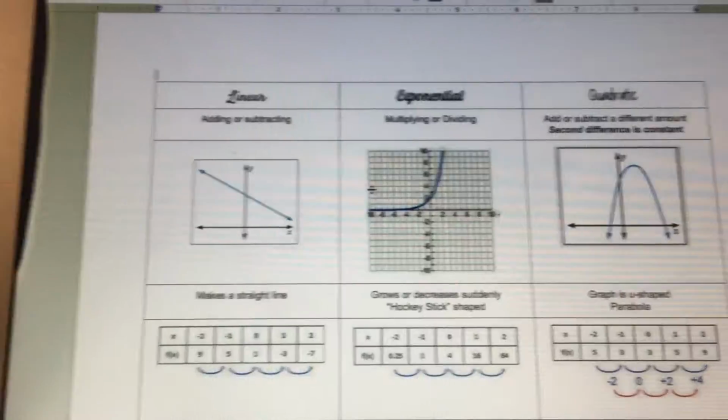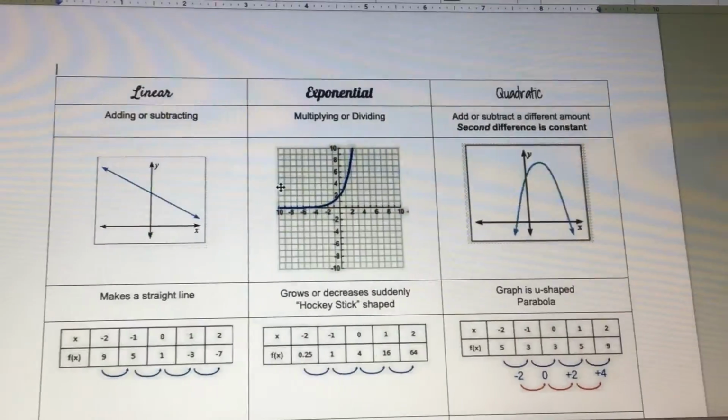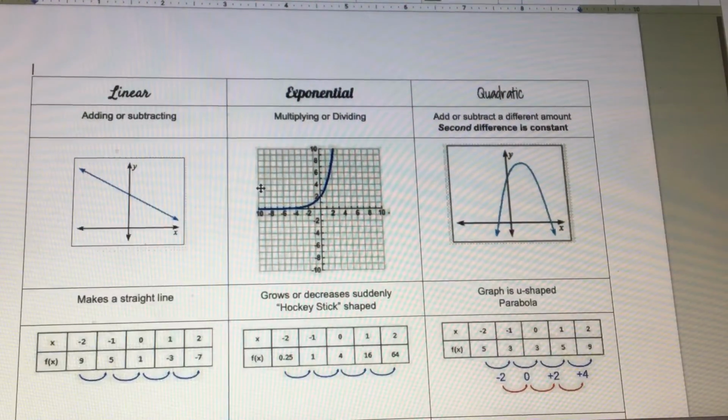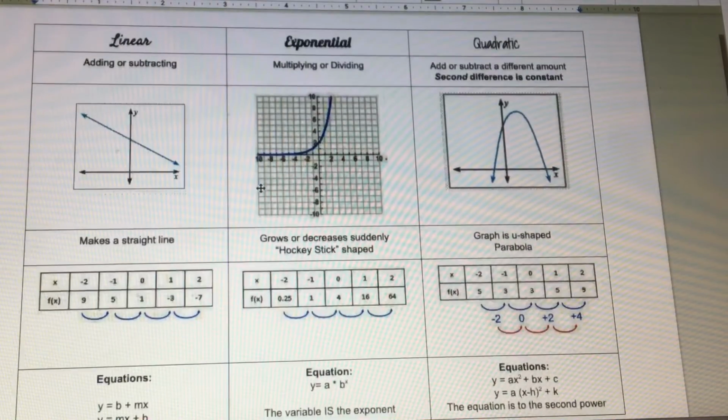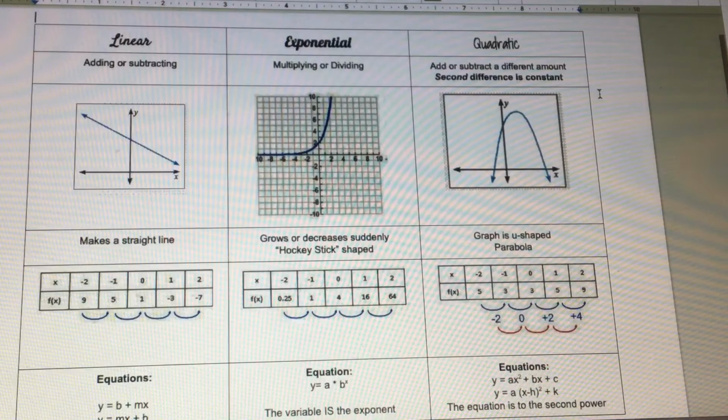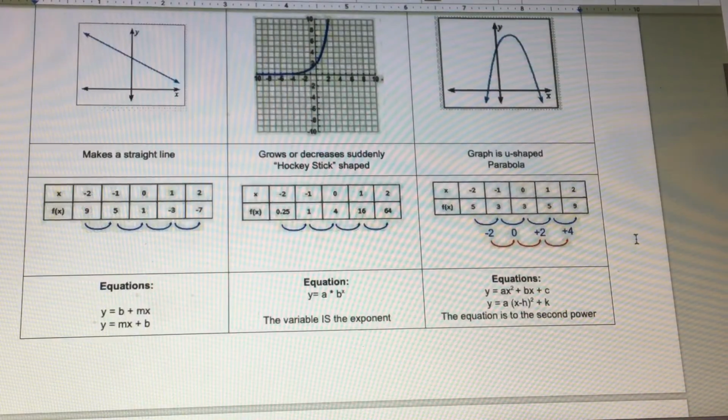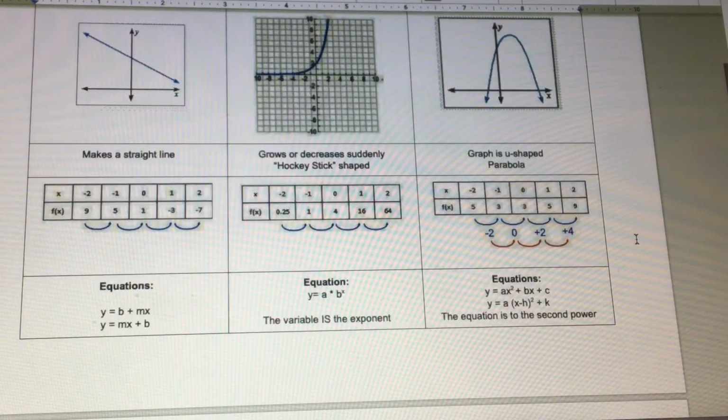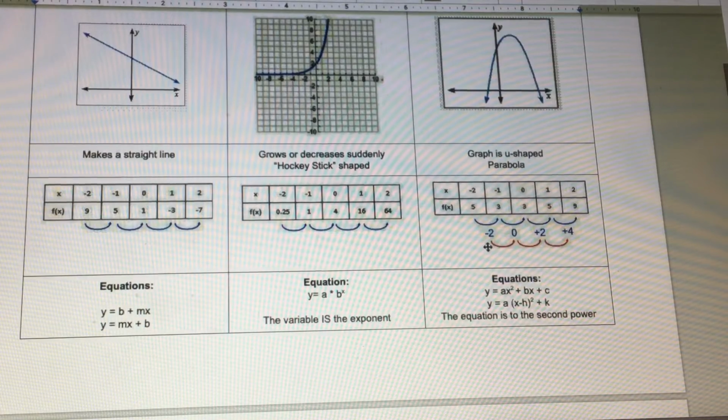The third type of function that we have learned about is called a quadratic, and that is the one that we want to think about this time, because quadratic functions always add or subtract a different amount, but the second difference is constant. And this phrase, second difference is constant, is one that's going to come up again and again whenever we are looking at quadratics. So, as you see in this table, even though it's not adding or subtracting the same amount each time, that amount is going to consistently increase by 2.